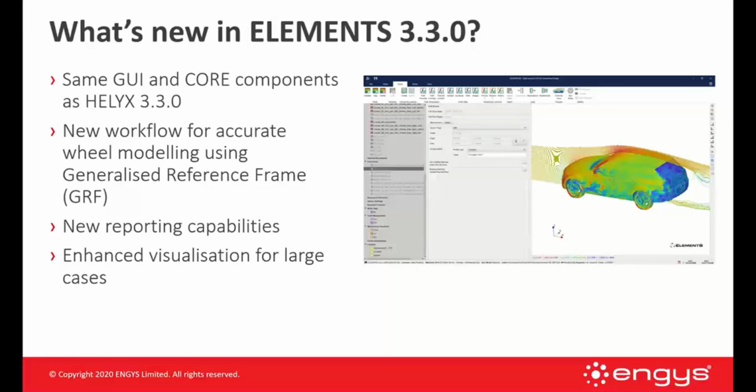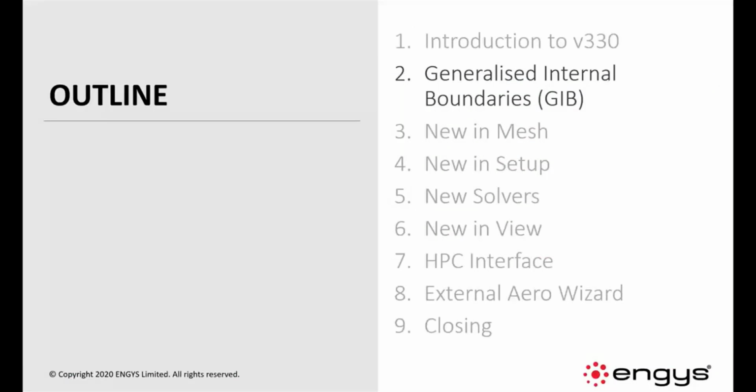features. So for example, in the context of external aero, we have a new workflow for accurate wheel modeling using a generalized reference frame approach, which is a brand new methodology that we have developed in ENGYS, and I'm going to talk about this later. Then we have new reporting capabilities with a new layout and new options for the report in order to publish our results when you get a simulation done. And finally, enhanced visualization for large cases, which is really needed for external aerodynamics.